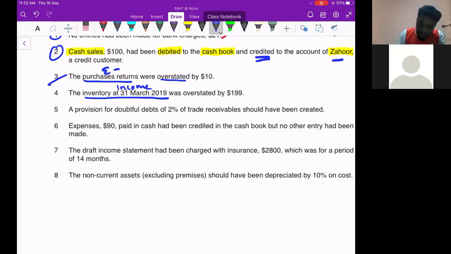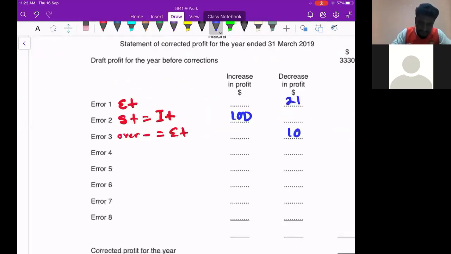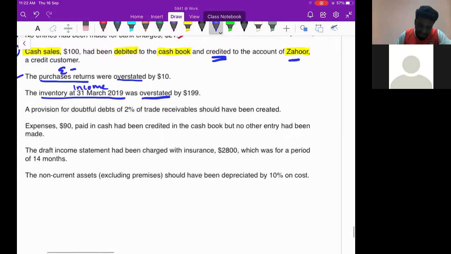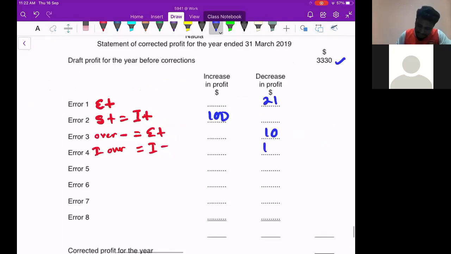So your income is overstated. If your income is overstated, now you need to plus the income or minus the income. The income is over, so income over means you need to minus the income. Income minus will decrease the profit also. 199.